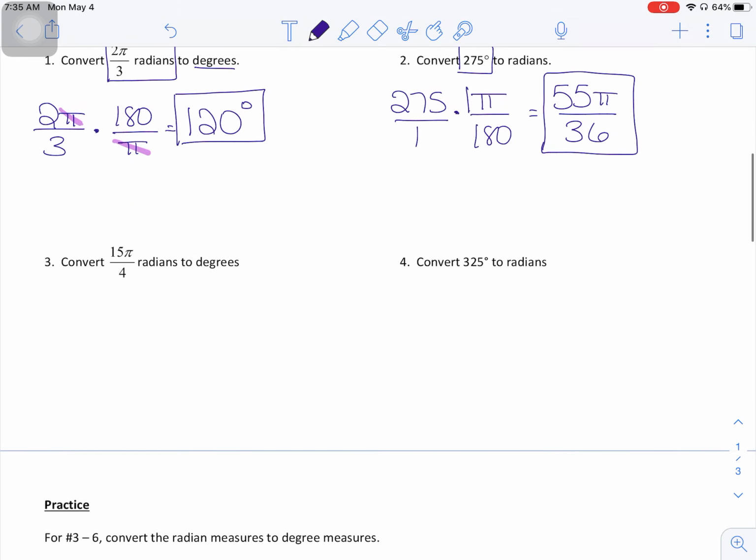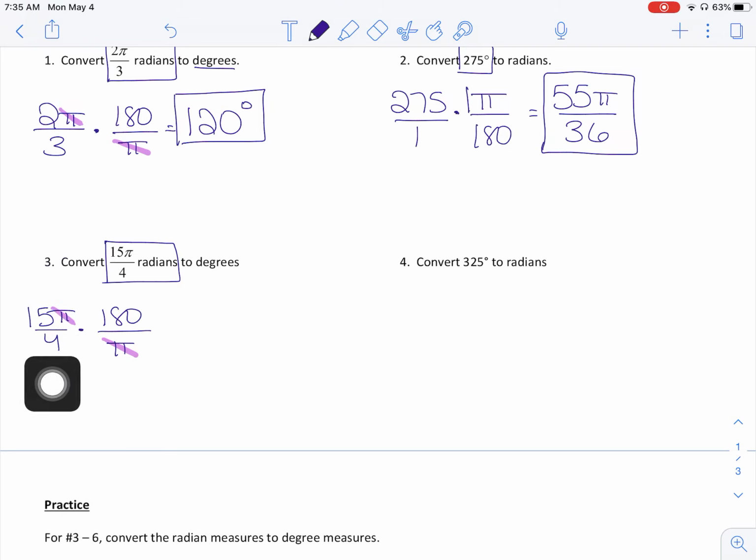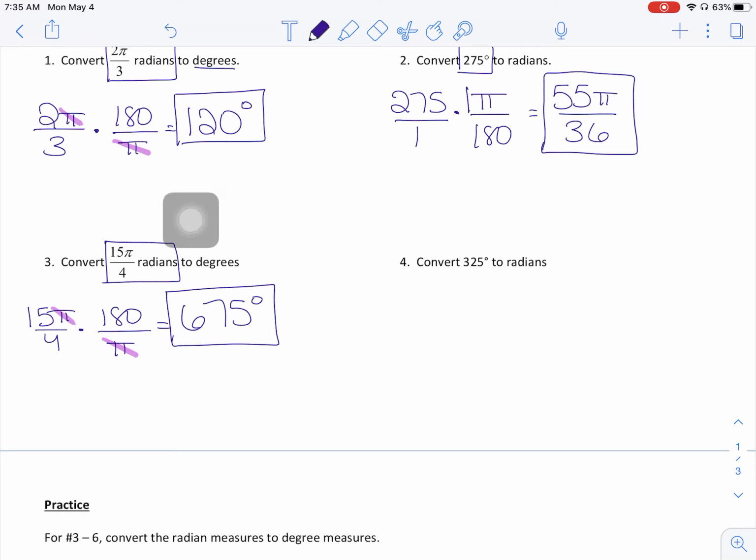Okay. We've got problem number 3 here, converting 15 pi over 4 radians to degrees. So 15 pi over 4 times, if it's in radians already, I'm going to do 180 over pi, because this way my pi terms will cancel out, and all I have left to do, I'm going to have 15 divided by 4 times 180. So let's see what that equals. 675 degrees. All right. So problem number 3 is done.